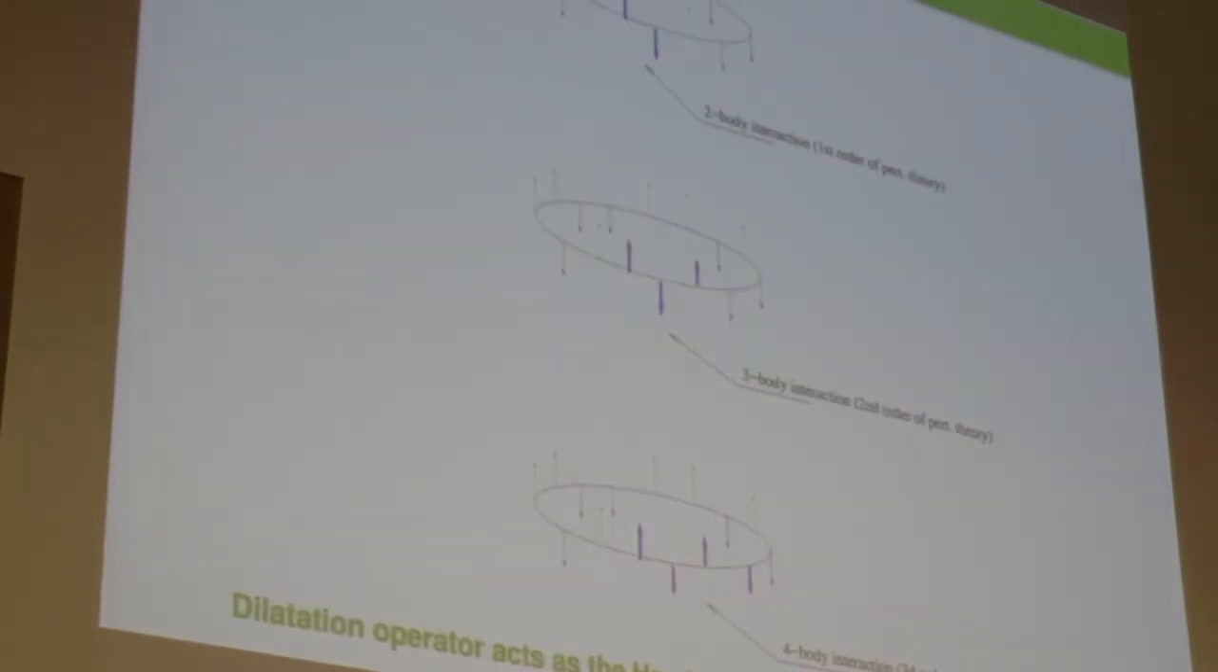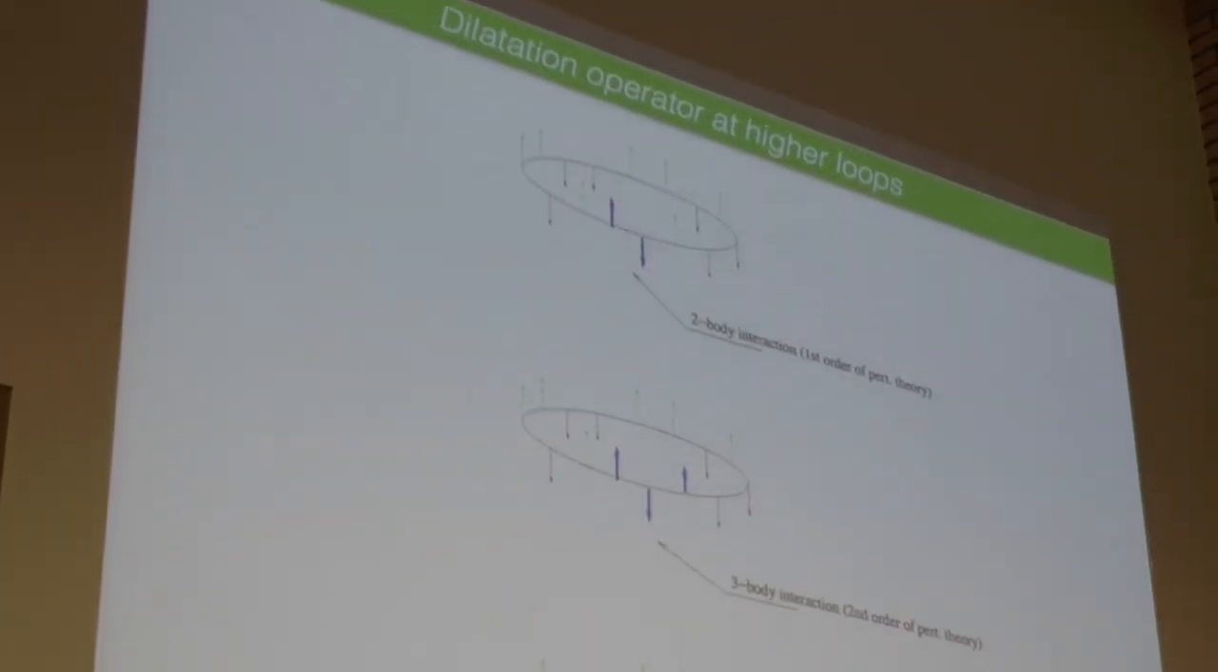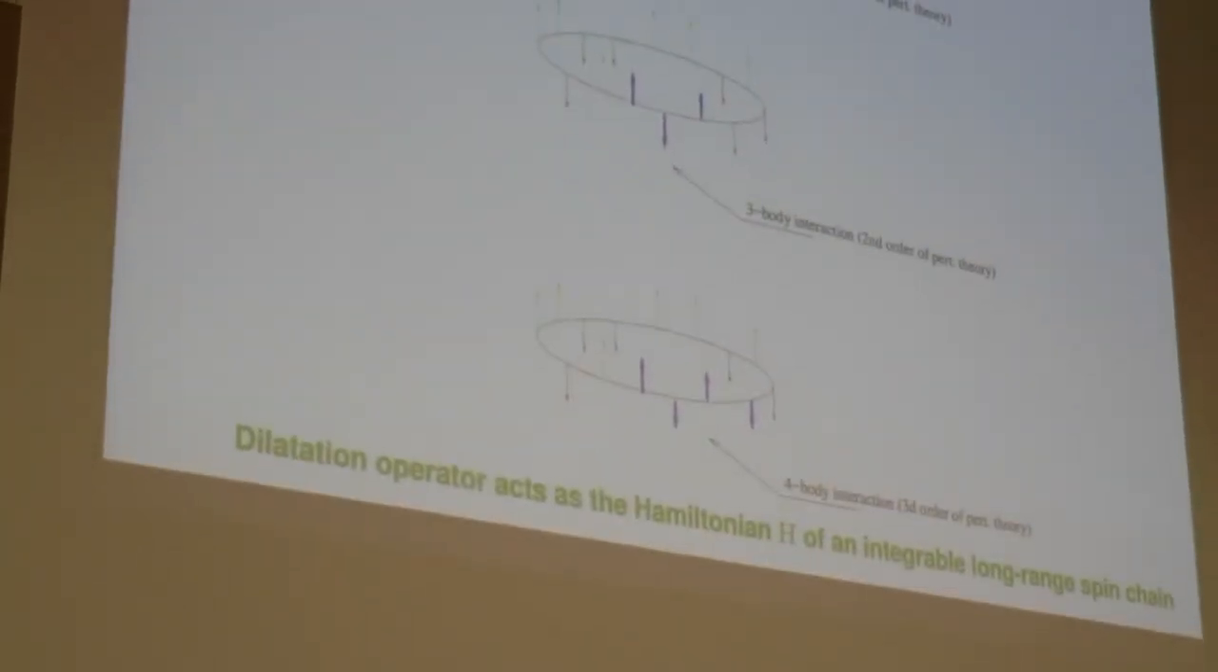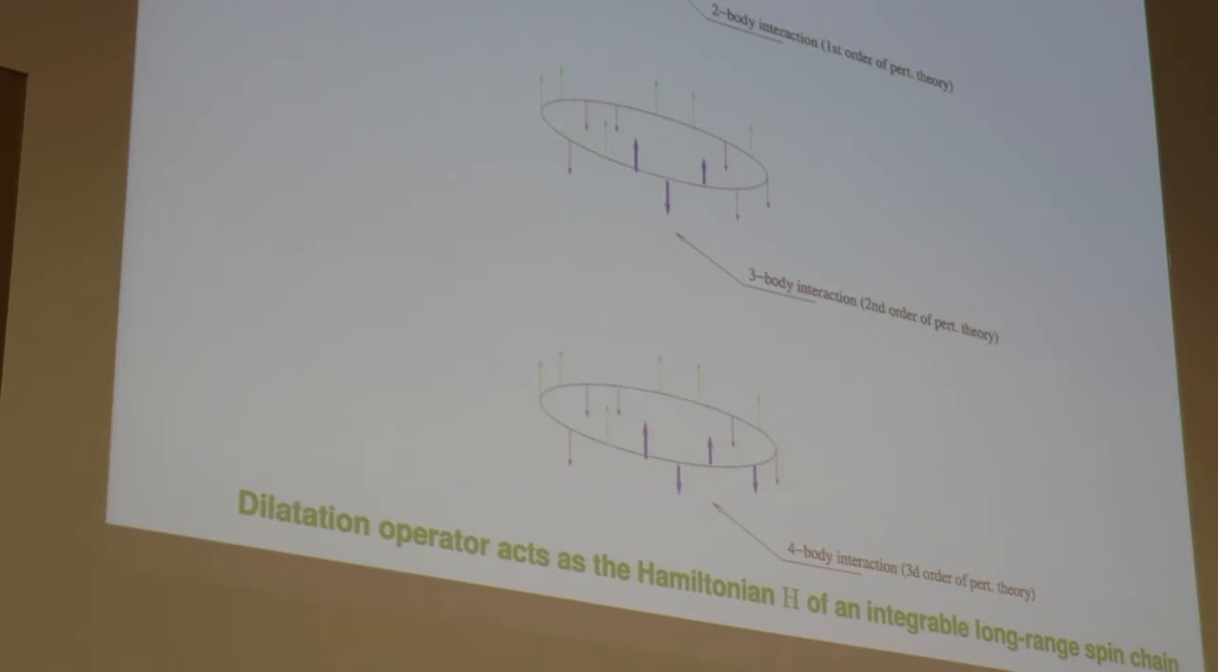And of course, at a certain point, you ask yourself the following question. Suppose your operator involves a finite number of fields. You now increase the loop order. First you get 2-body interaction, 3-body interaction, and so on. So the interaction spreads over the operator. It becomes more and more non-local. And what happens at the end? It becomes so non-local that it starts wrapping around your operator.